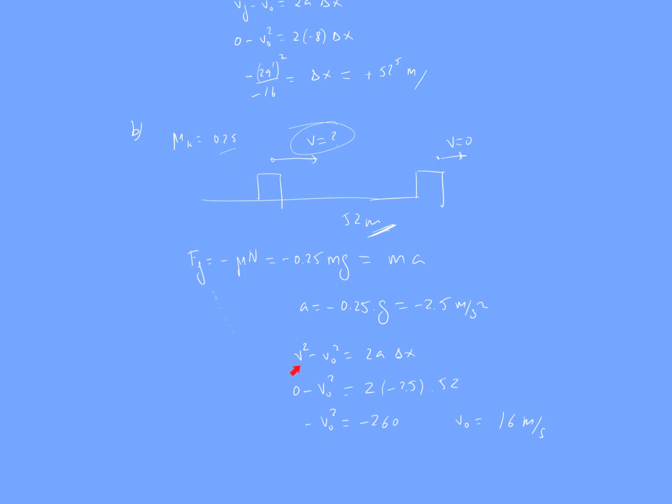So we use the same equation, but now we know that the final velocity is 0. We know that the displacement has to be 52, and what they ask is the initial velocity. So we plug in numbers: 0 minus v0 squared, unknown, equals 2 times minus 2.5, and it has to stop in the distance delta x equal 52, so minus v0 squared equals minus 260, so the initial velocity should be the square root of 260, about 16 meters per second.